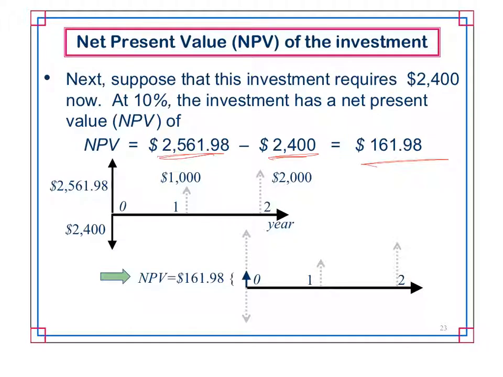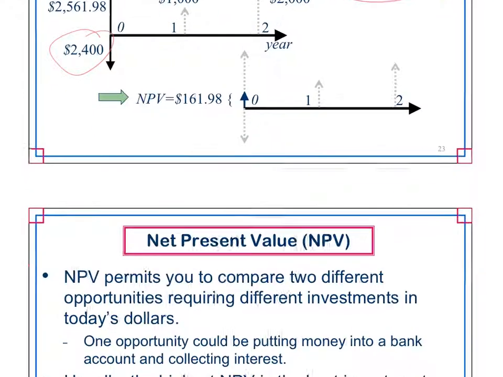So here's that investment that we talked about. Somebody is asking you for $2,400, and they'll give you $1,000 at the end of year 1 and $2,000 at the end of year 2. Well, you did your calculation, and you saw that your present value for that is almost $2,562. So you actually net a positive $162. So this would be a case where you'd say, yeah, this is an investment I'm willing to make because with my 10% rate of return that I can expect to get anywhere else, I'm still going to make an additional $162. So this would be a good investment.